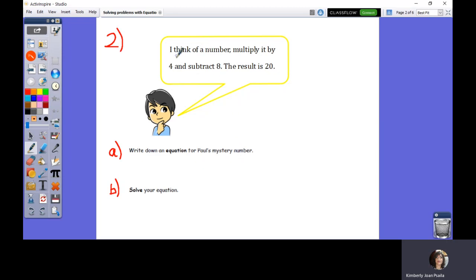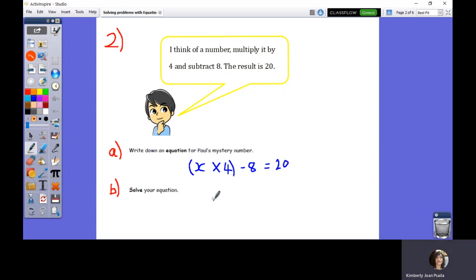So let me read it again. So I think of a number. Let me name that number X. You can name it A, you can name it B, any letter you want. Okay, I'm going to name my mystery number X. Multiply it by 4, so times 4, and subtract 8, minus. It's important that this subtraction, minus 8, is from the answer of this x times 4. The result, so we have an equals there, is equal to 20.